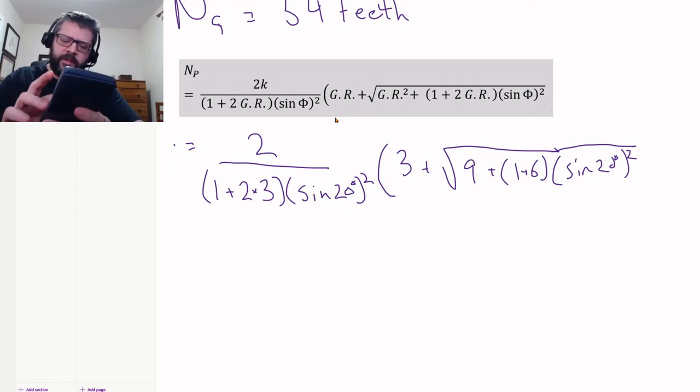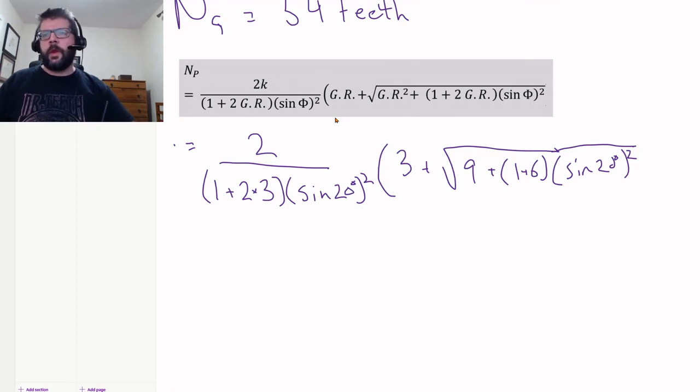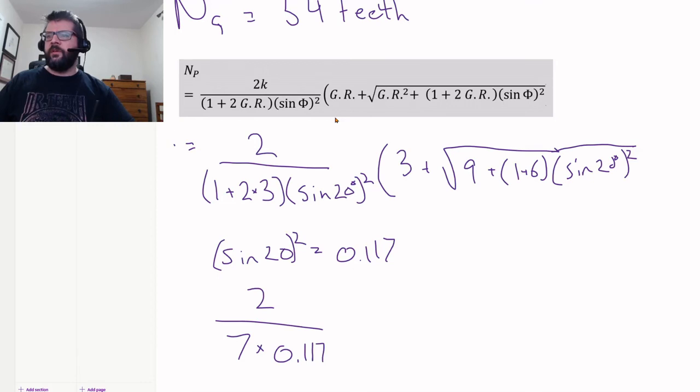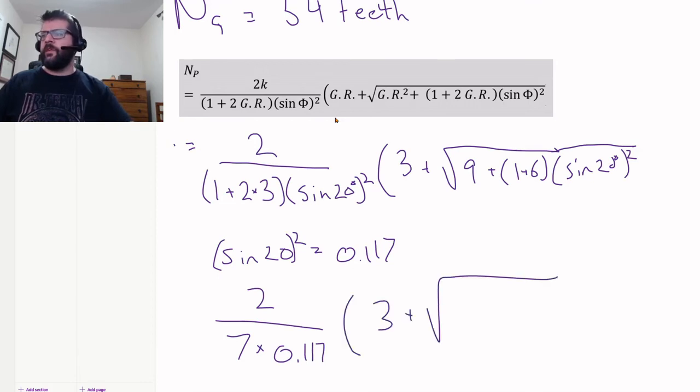So let's see here. Sine of 20 degrees squared is equal to 0.117. That should be 7, so 2 over 1 plus 6. That's 2 over 7 times 0.117 times 3 plus the square root of 9 plus 7 times 0.117.